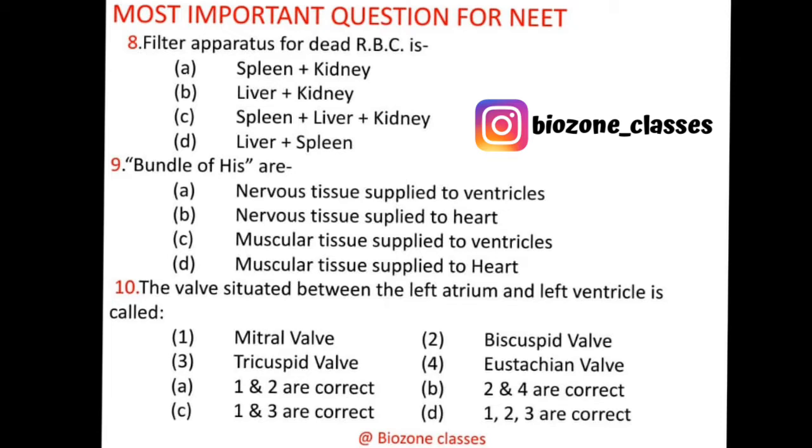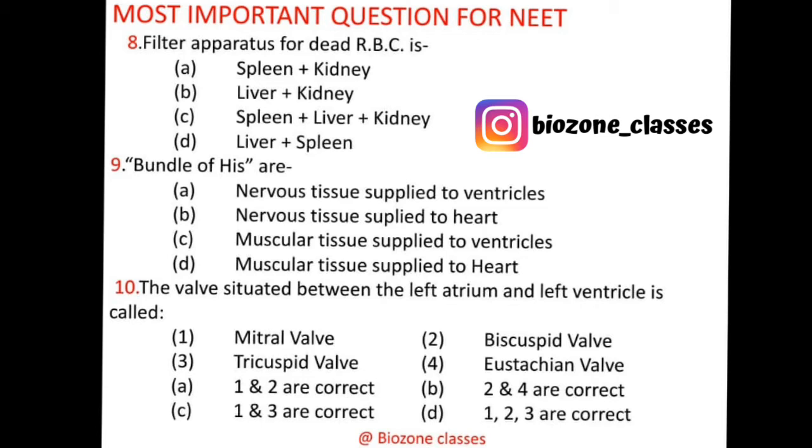Question number 9, again this is a most important question, and read carefully, the bundle of His is A. Nervous tissue supplied to ventricles, B. Nervous tissue supplied to heart, C. Muscular tissue supplied to ventricles, and D. Muscular tissue supplied to heart. So the correct answer is muscular tissue supplied to ventricle, because the bundle of His is made of specialized muscles, cardiac muscle tissue.